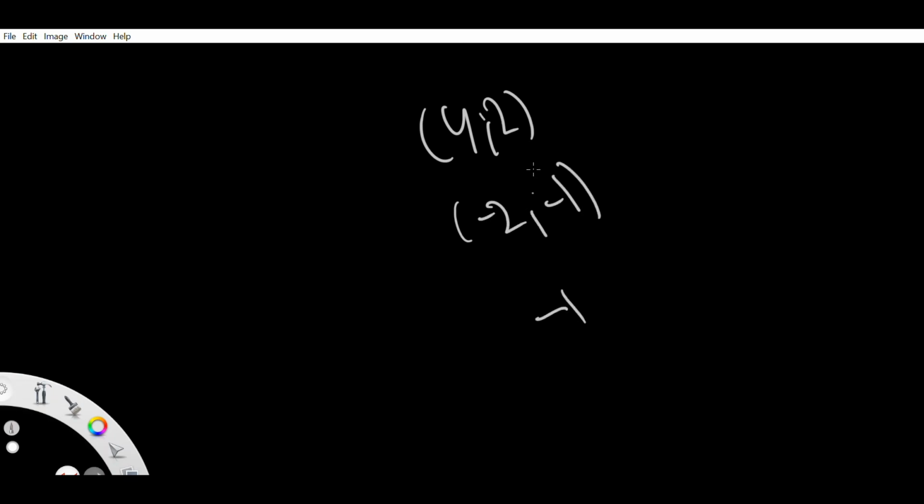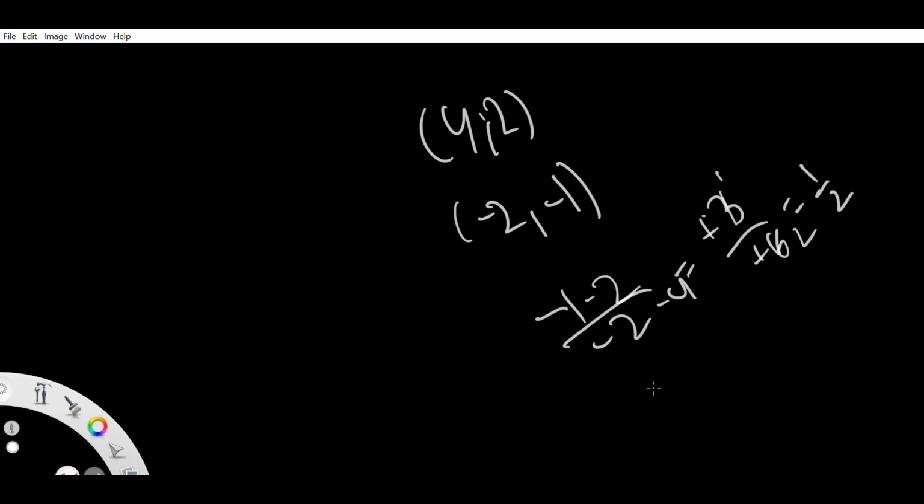Suppose we have (4, 2) and (-2, -1). We do -1 minus 2, which gives us -3, over -2 minus 4, which gives us -6, and we would get -3 over -6, and these cancel out as well as these to get 1 over 2. So the slope is 1 over 2.